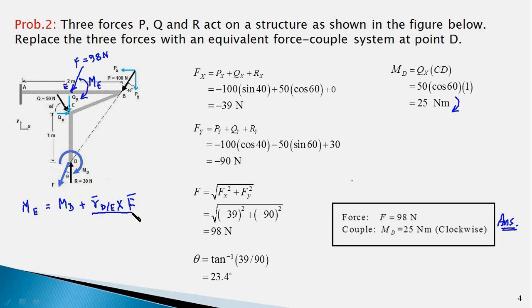This term is the moment of the resultant force F acting at point D about point E. And since F can be broken up into two components, vertical and horizontal, and the vertical component would pass through E and will therefore have zero moment, this can be further simplified to MD, which is 25 Newton meter, plus the horizontal component of force F multiplied by the distance ED.